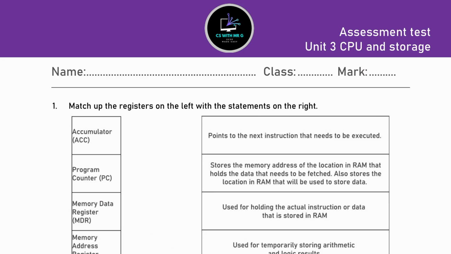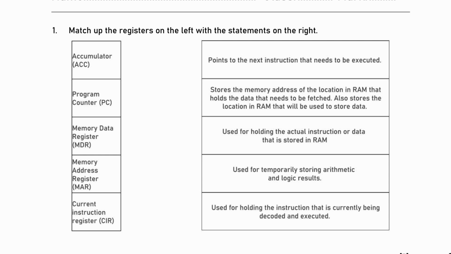But in today's lesson, we are just looking at the CPU and storage, where we will go over some past paper questions, looking at the requirements for these questions and some typical mark scheme answers which you can expect in your exam. So first things first is a question on registers, so the registers within the CPU, and on the left we have a list of registers with some statements on the right. All we have to do is link them up, matching up the definitions with the correct register.